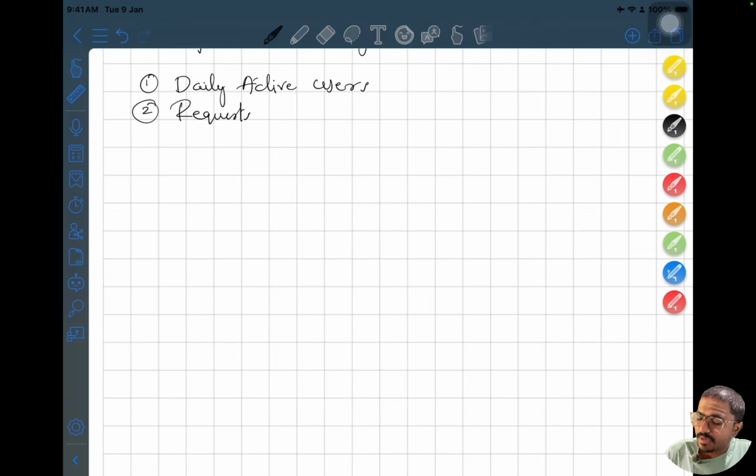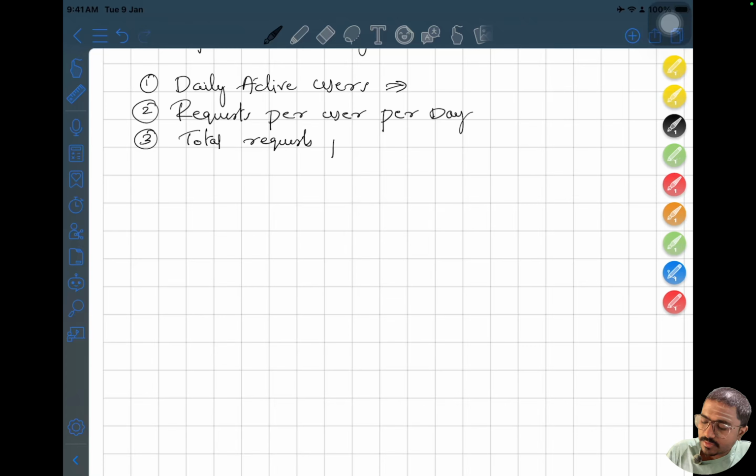And then similarly, we have requests per user per day. With this user base, how many requests per user will hit your server per day, that is what we are going to list over here. And then we have total requests per day. And the fourth one is read write ratio. So what is the read write ratio?